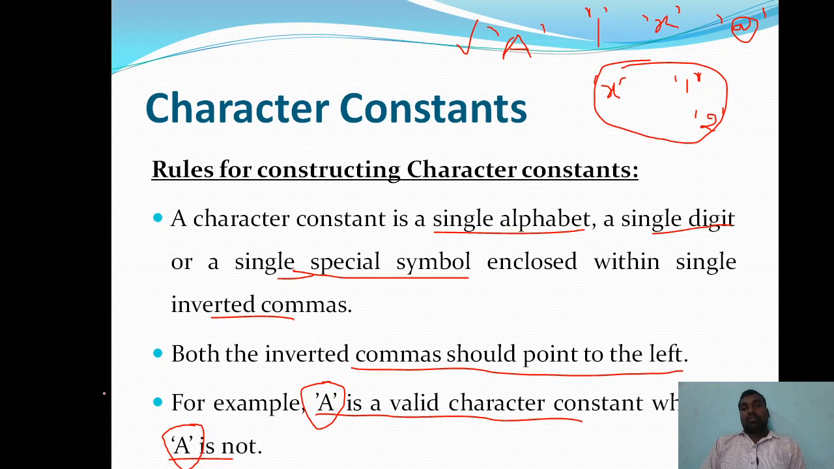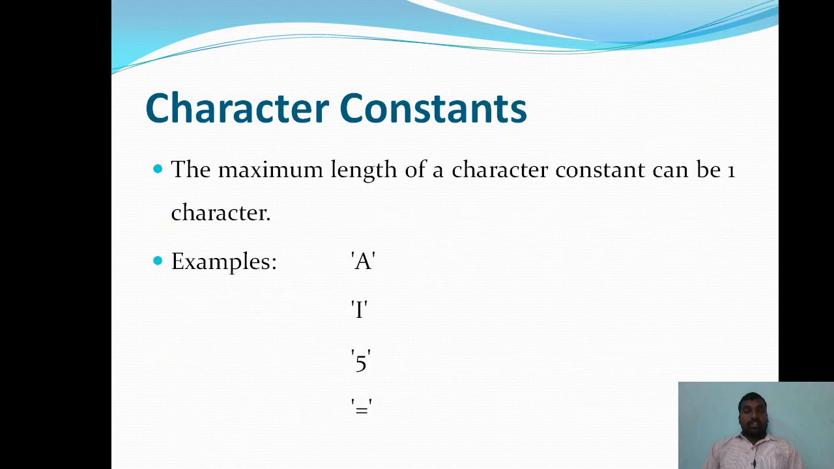A character constant is a single value. It may be an alphabet, a special symbol, or a digit, but it must be a unique, single one. Only one character, and that character must be surrounded in between single quotes. The maximum length of a character constant is one character only.